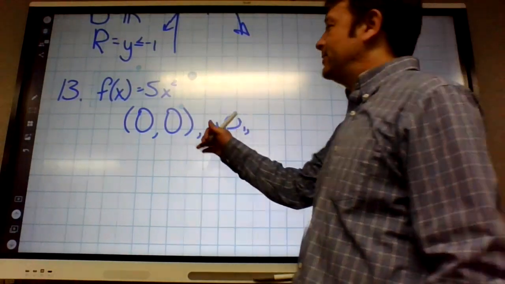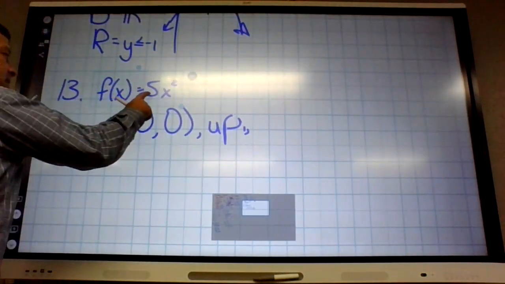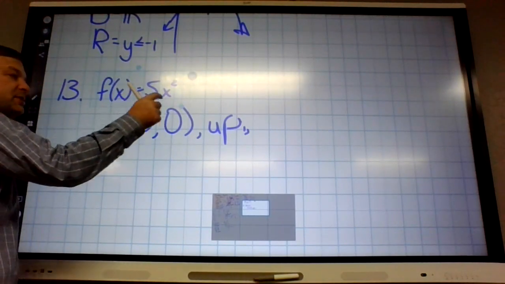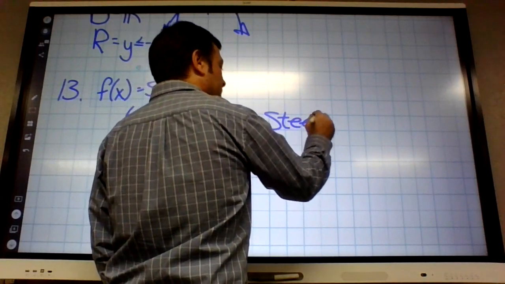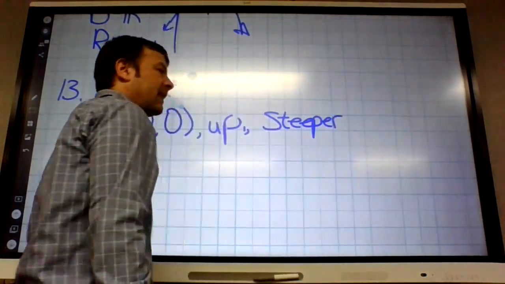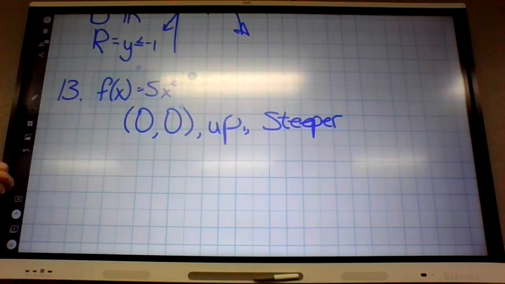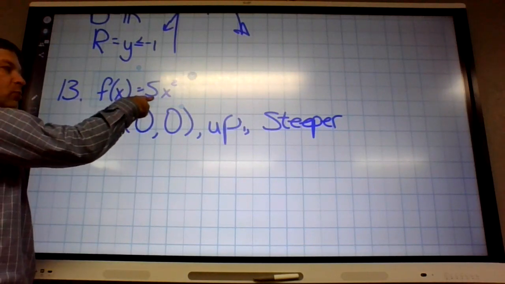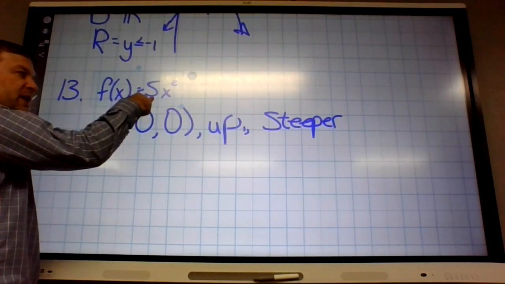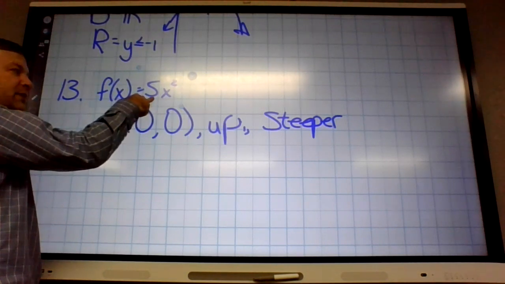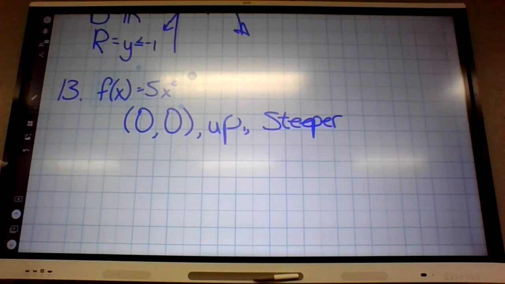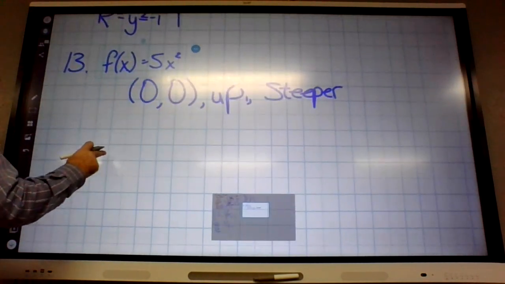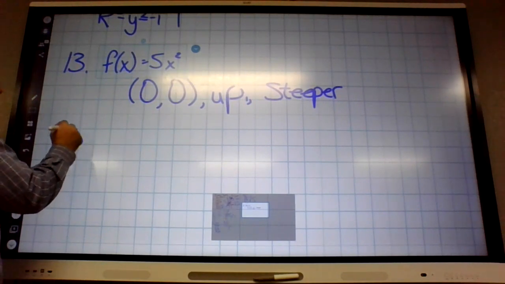Okay, what's this 5 do to the graph? Makes it go up 5 times faster. So it's going to be a quite steep graph, very steep. So basically, if the number in front of the x squared is greater than 1, it's going to go up faster than normal. If the number in front of x squared is less than 1, like 1/2, it's going to go up half as fast. And if it equals 1, it's going to go the same as normal.